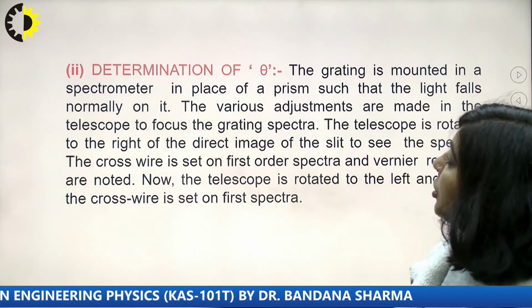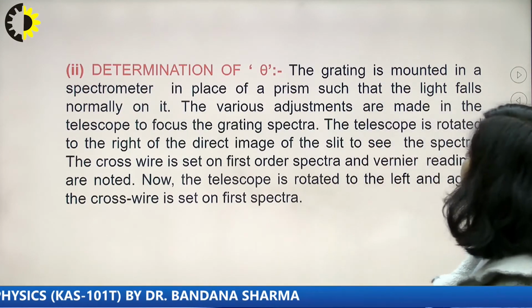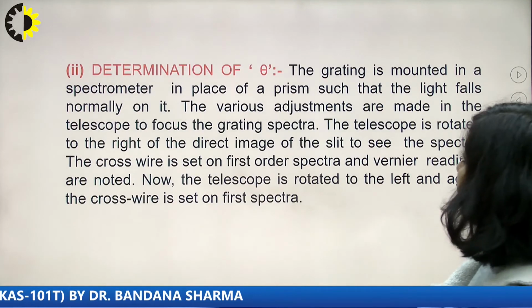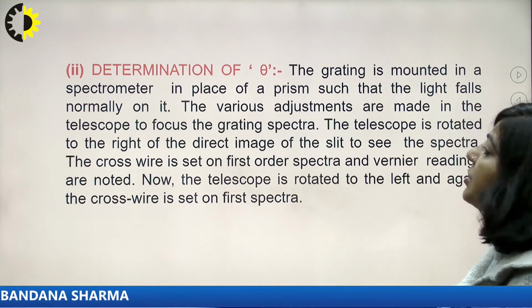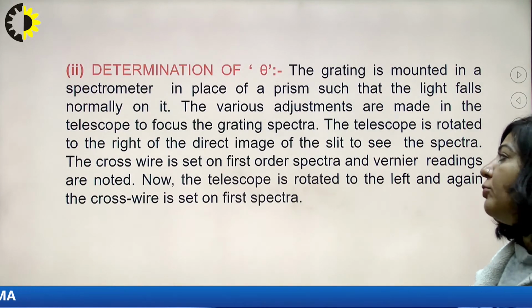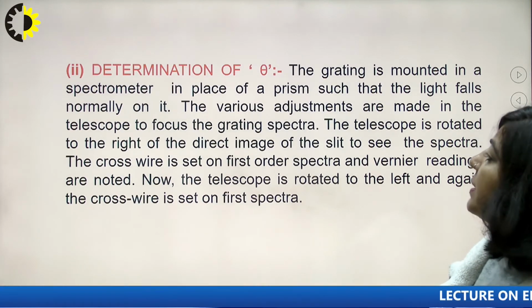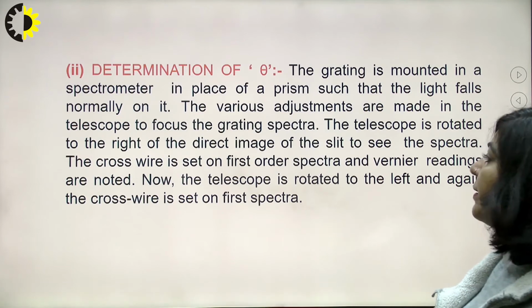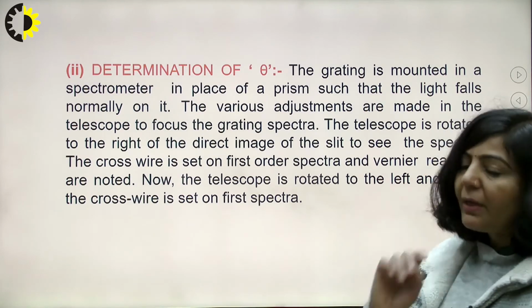Then determination of theta, that is, how you are going to find this angle of diffraction. The grating is mounted in the spectrometer in place of a prism such that the light falls normally on it. The various adjustments are made in the telescope to focus the grating spectra. The telescope is rotated to the right of the direct image of the slit. The crosswire is set on first order spectra and vernier readings are noted. Now the telescope is rotated to the left. So what is the meaning of this?